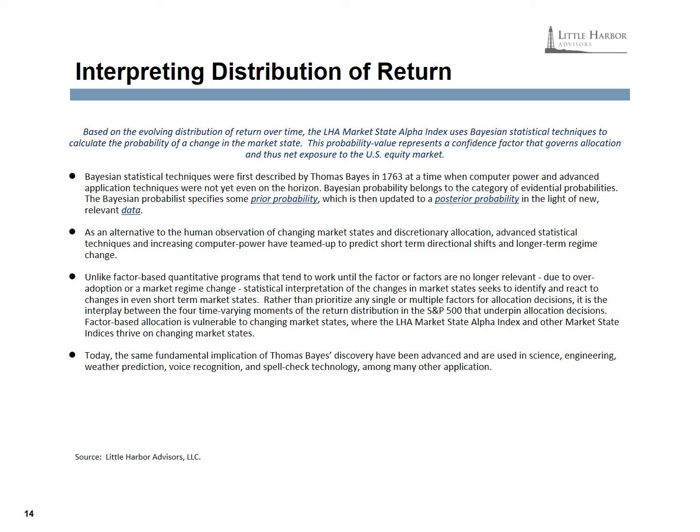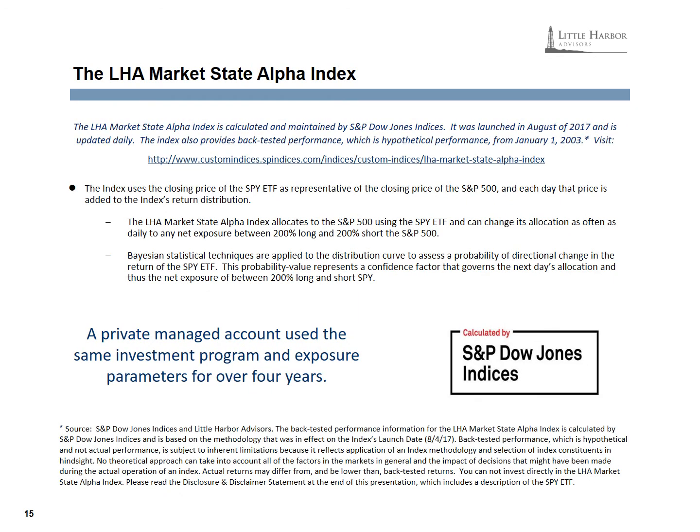Unlike factor-based quantitative programs that tend to work until the factor or factors are no longer relevant due to over-adoption or a market regime change, the LHA Market State Alpha Index and other market state indices learn and thrive on changing market states. The LHA Market State Alpha Index is calculated and maintained by S&P Dow Jones Indices and is updated daily. It was launched in August of 2017, and the index provides back-tested performance calculated back to January 1, 2003.